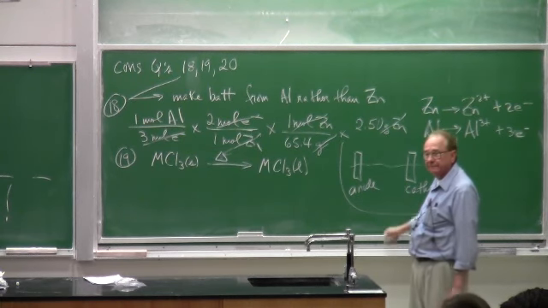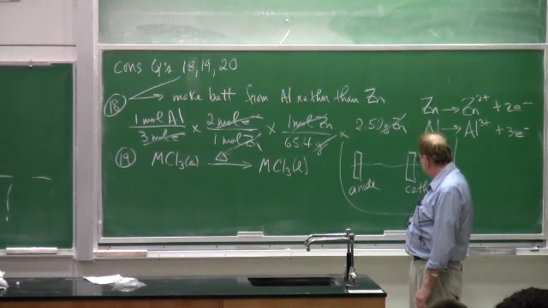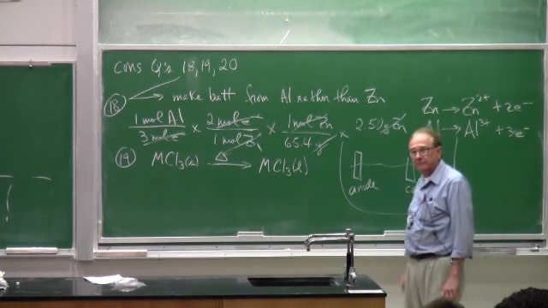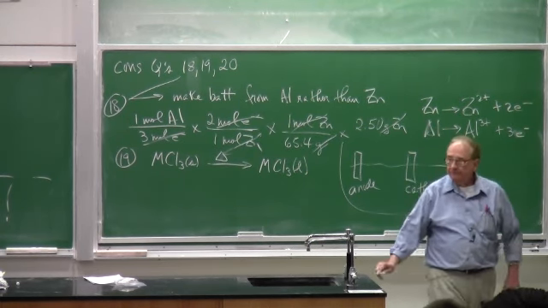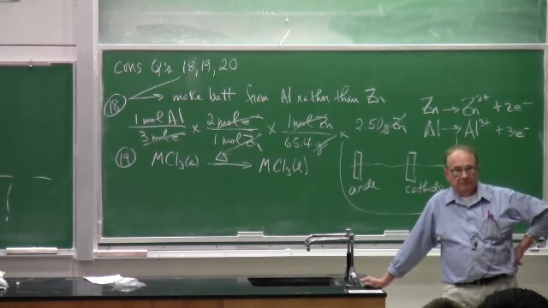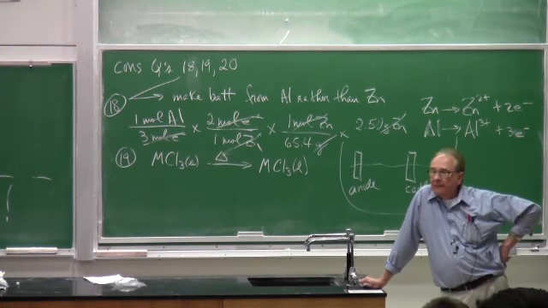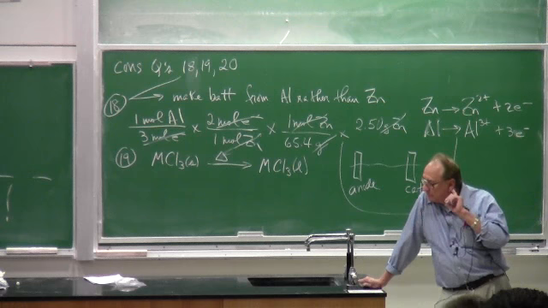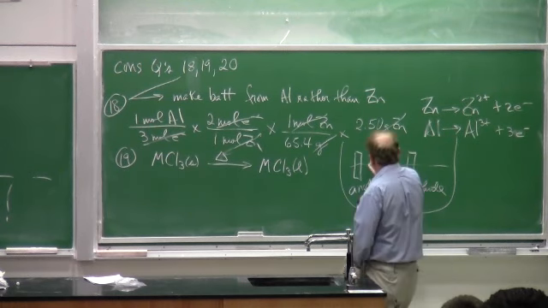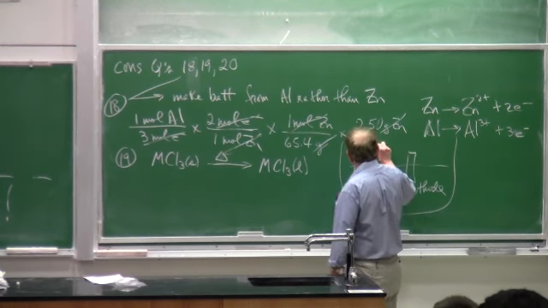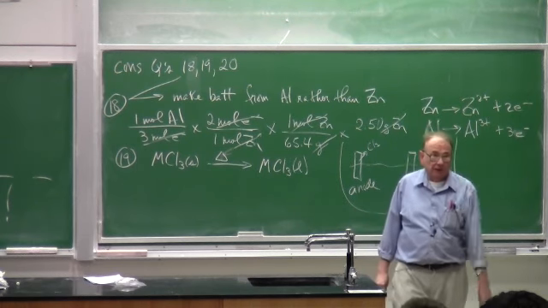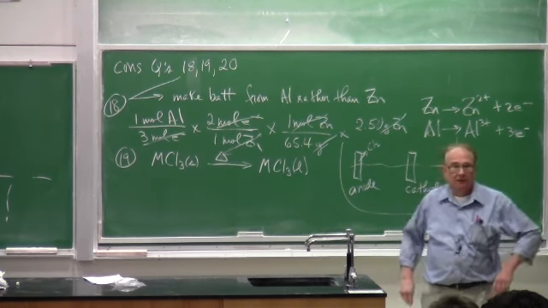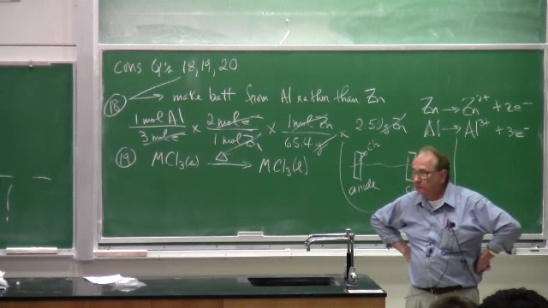It melts in here. What am I going to make at the anode? Chlorine gas. Chlorine gas has a lot of useful industrial purposes.